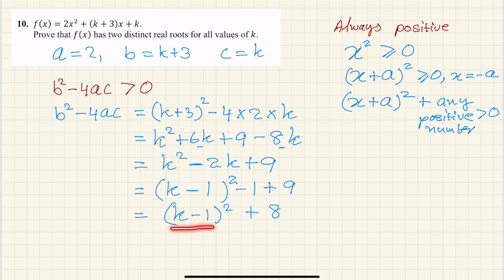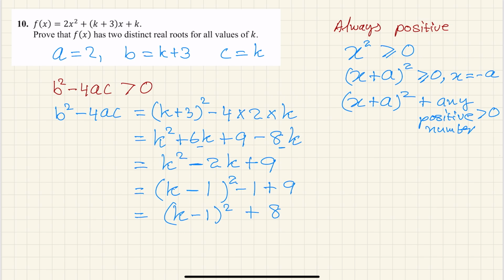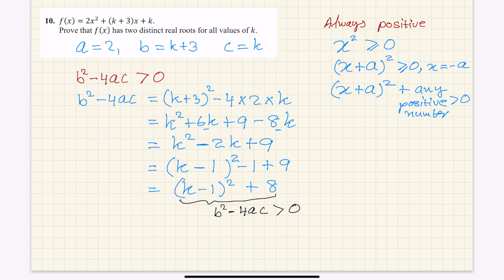You can see that this expression is always positive. We saw that here. When you come to this stage, we can say that b square minus 4ac is greater than 0. Therefore, we can give the conclusion here. I'm going to write, therefore, f of x has two distinct roots for all values of k.